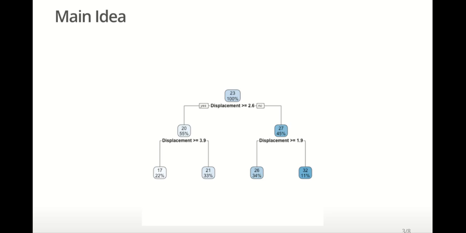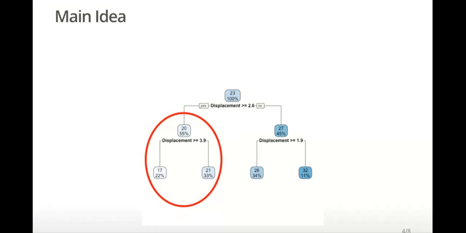In the top node, we see some details about the entire training data set. The 100% means that 100% of the data is contained in that node. The average MPG for the entire training dataset is 23 miles per gallon, as indicated by the 23. Beneath the box, we see the first split. Displacement is greater than or equal to 2.6. Observations that have a displacement greater than 2.6 follow the yes branch to the left in this diagram. Those that don't follow the no branch to the right.